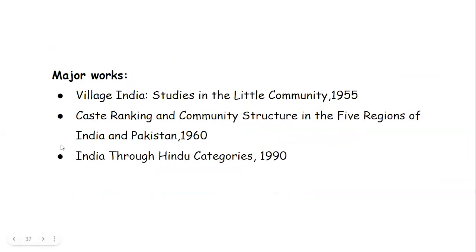So these are some major works of McKim Marriott. Village India, Studies in the Little Community, 1955. Caste Ranking and Community Structure in Five Regions of India and Pakistan, 1960. India Through Hindu Categories, 1990.